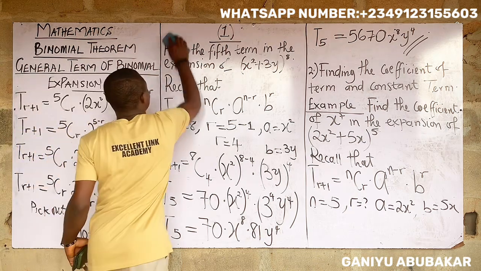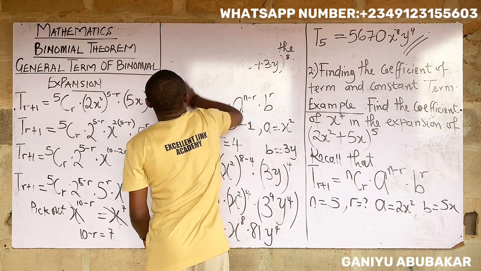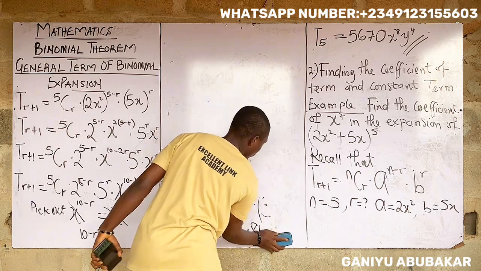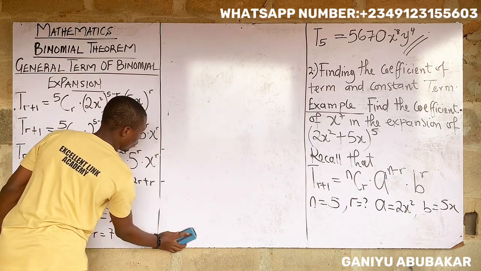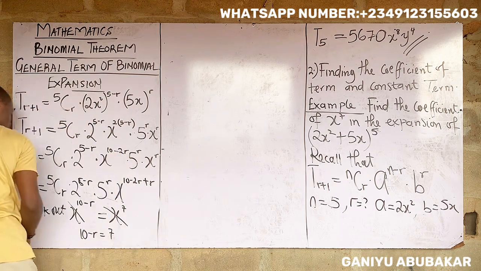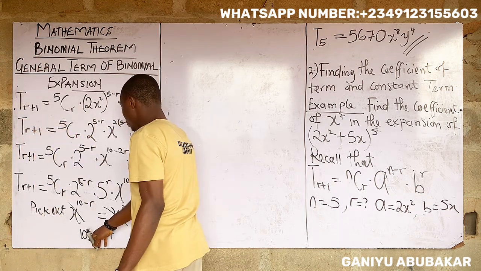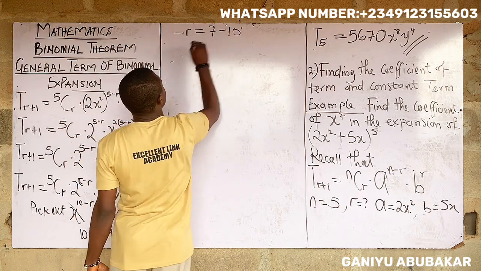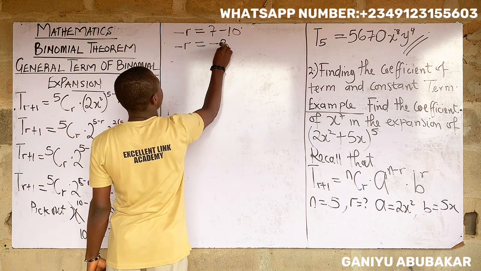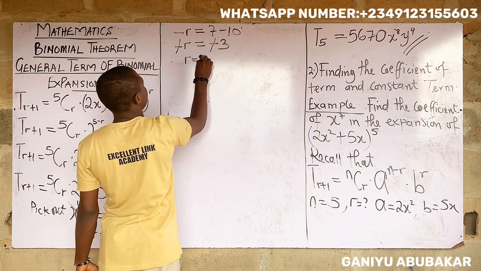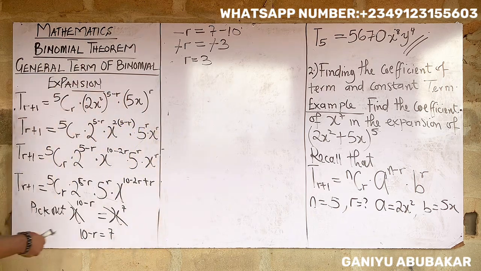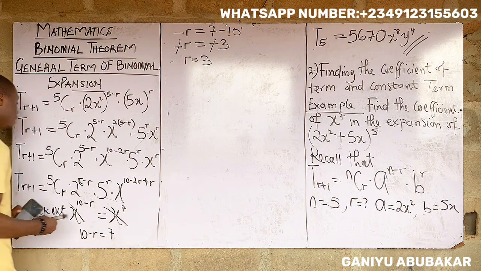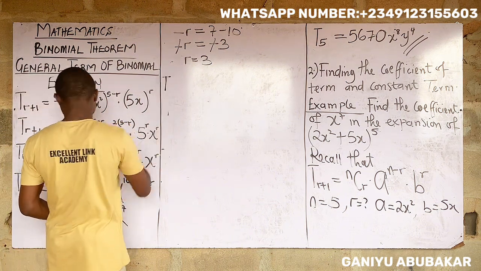From here, what's r? Please first follow the pattern of solving, right? So from here, if this 10 comes, I'll have minus r equal to what? 7 minus 10, minus r equal to minus 3, so r equals 3. So my r there is 3. So I'll go back here now and put r. So I'll have T r plus 1, where r is 3.